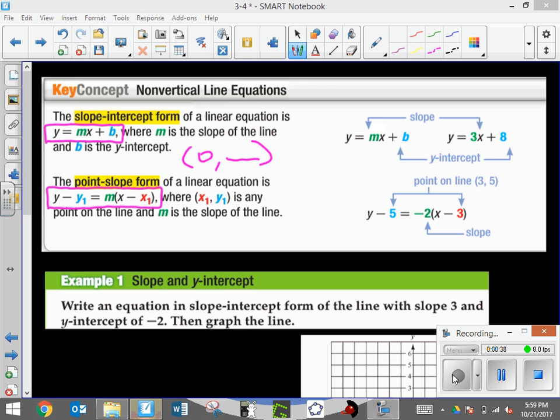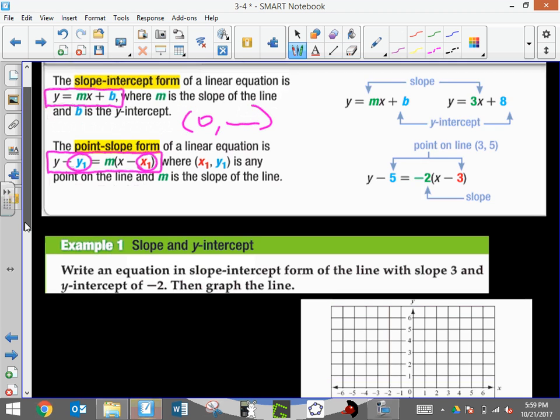If I don't know the y-intercept, then I'm going to go to the second form, which is point-slope form. This can be any point that they give me. Alright, and if I know that point that they give me, I'm going to plug those values in for my x sub 1 and y sub 1. m is still considered my slope. Okay, so I'm going to use both of those in the first two examples with you.